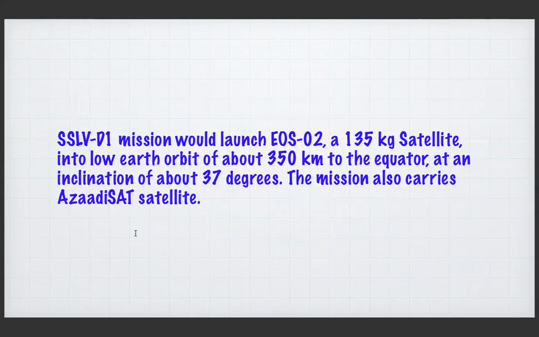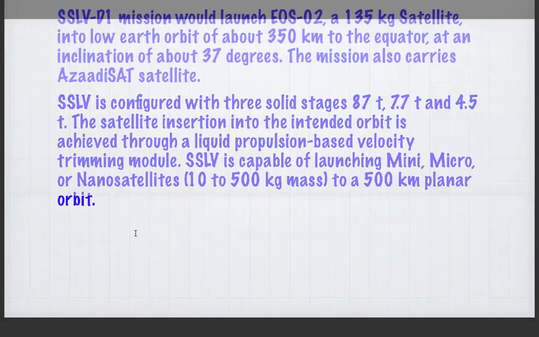This launching vehicle carried the satellites. The main satellite is EOS-02, Earth Observation Satellite, a 135 kg satellite, into a low Earth orbit of about 350 kilometers. So it can deploy the EOS satellite at a height of 350 kilometers at an inclination of about 37 degrees. The mission also carries a satellite called Azadi Sat.